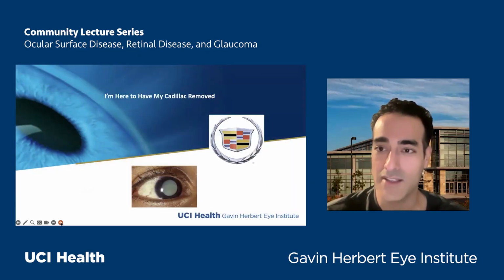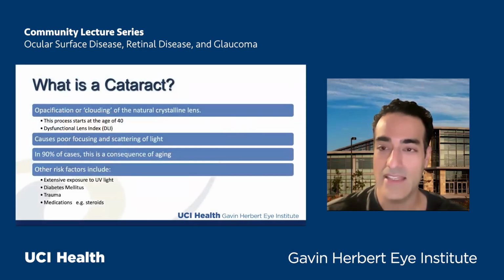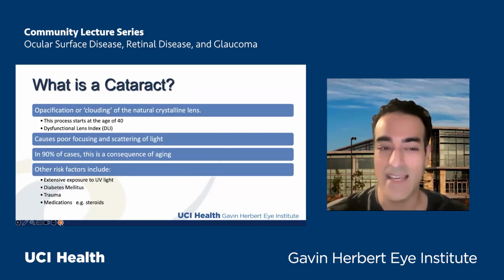A common presentation in our clinics is, "I'm here to have my cataract removed." It's not a Cadillac, it's a cataract. So what is a cataract? A cataract is basically opacification or clouding of the natural crystalline lens in the eye. This process usually starts around the age of 40, and we have a way of measuring it, this functional lens index. It causes scattering of light that can impact our contrast and our ability to see, and 90% of the time it's related to aging. Other considerations are people who have a lot of UV exposure, diabetes, any sort of trauma to the eye, or who take medications chronically like steroids, which can cause cataracts to form.